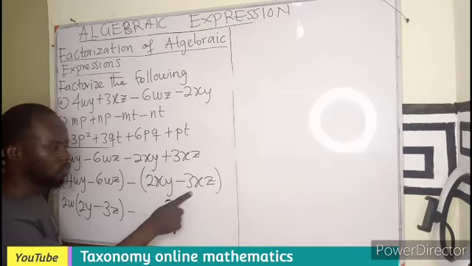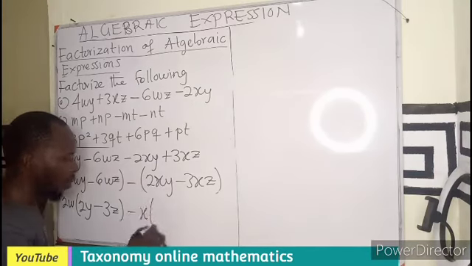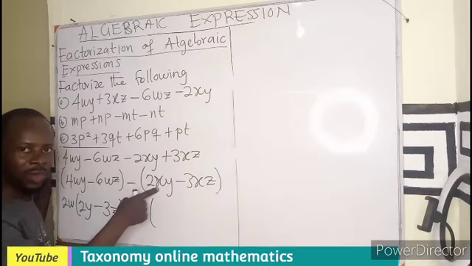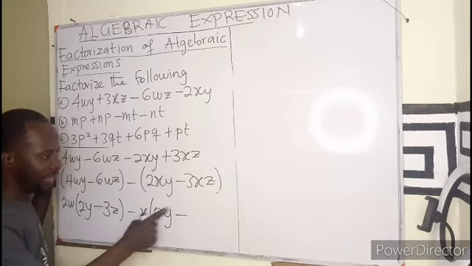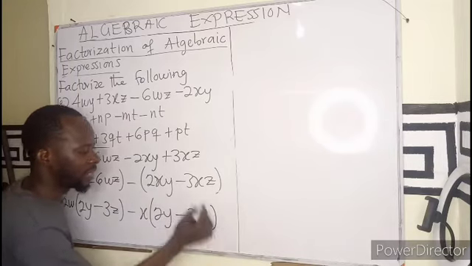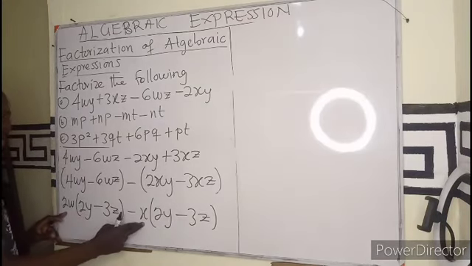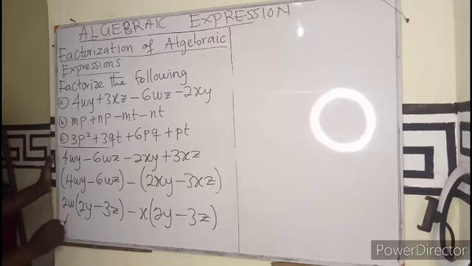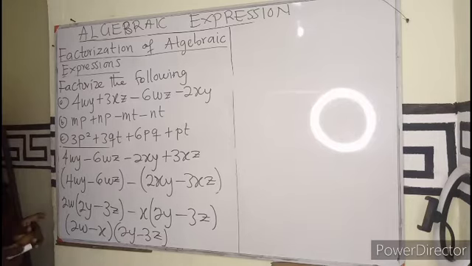Minus 3, 2. No common factor. XY, XZ. So X is the only common factor. Dividing this, it will cancel the X, leaving 2Y. Then minus, X will go there. 3 what? Z. So you can see the bracket is the same. So we put the term outside the bracket in one bracket to mean 2W minus X. Then I bring 1 on the bracket, which will be 2Y minus what? 3Z as our final answer. Good, so this is what you do.